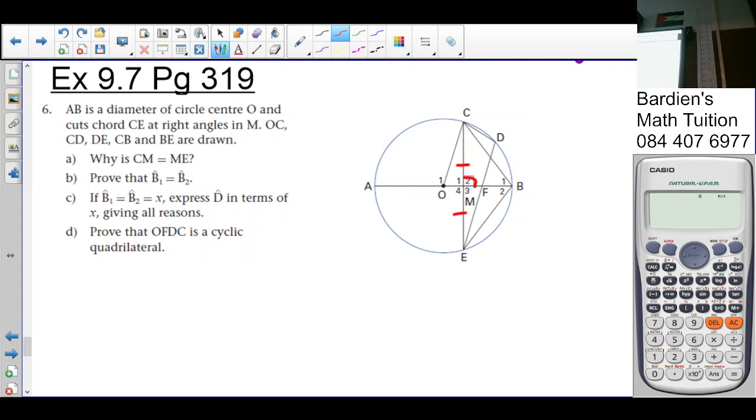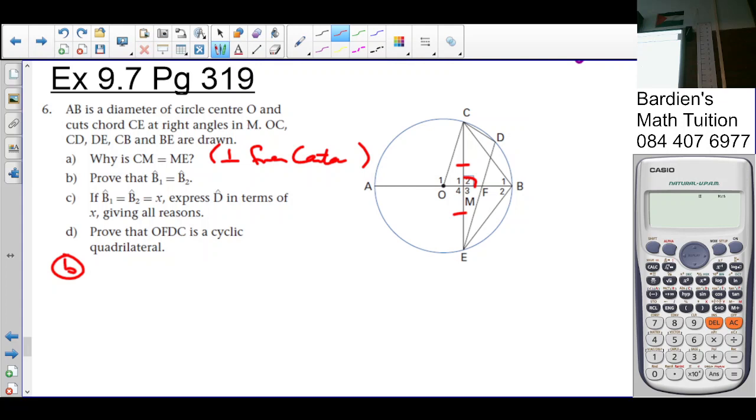The perpendicular from center to chord bisects the chord. Not so? Right. Let's go with B. Prove that B1 is equal to B2. How are we going to prove B1 is equal to B2?